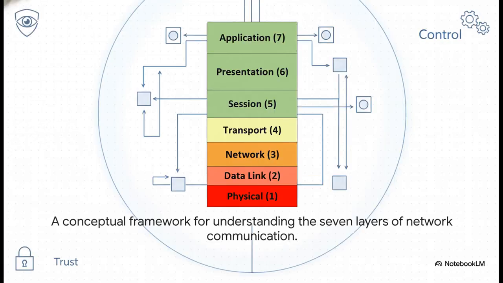So here they are, the 7 layers. And look, you absolutely do not need to memorize these. What's important is just understanding the concept, how they all work together, one on top of the other, to get data from an app on my computer to an app on yours.